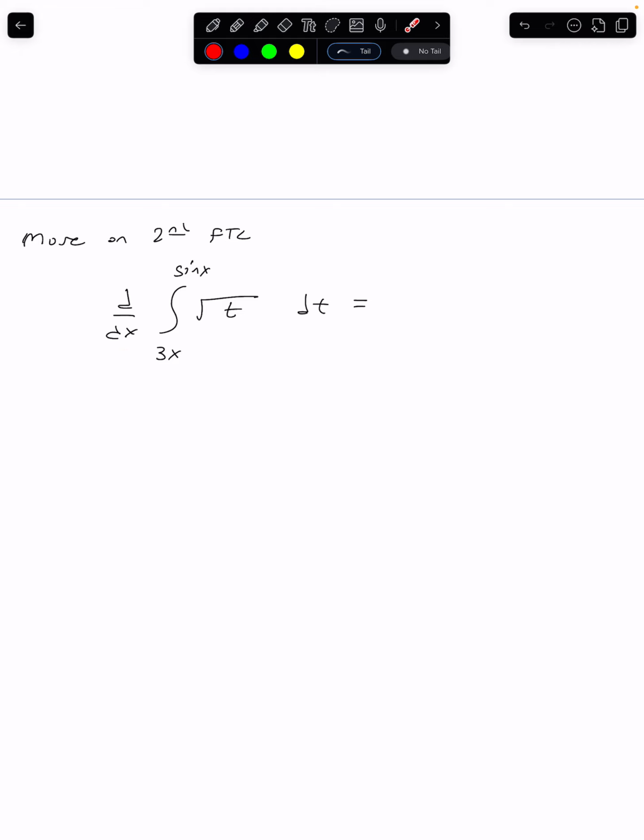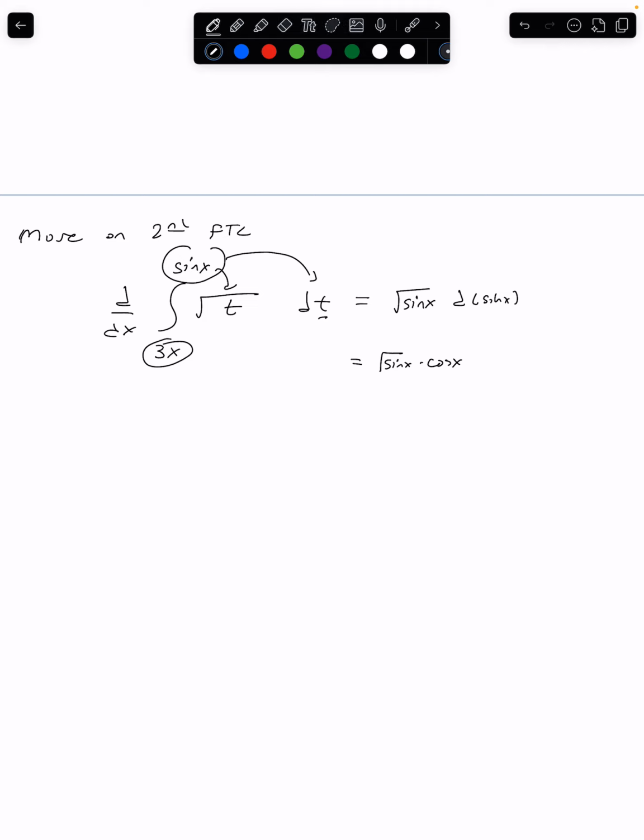So we said, for a shortcut, we can just replace each t with our variable here, sine of x. So this becomes the square root of the sine of x. However, I got to put in this dt as well. That is the derivative of sine of x. So far, we're going to get the square root of sine of x times the derivative of sine, which is just cosine of x. But typically, we don't have to worry about this bottom number because it's a constant. But in this case, it's not. So we have to use the FTC.